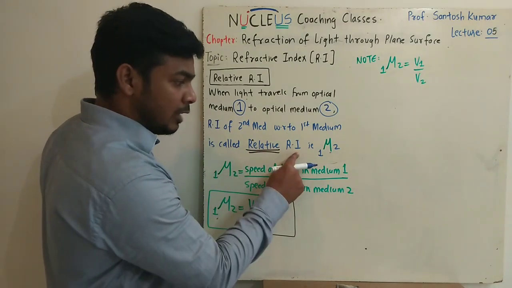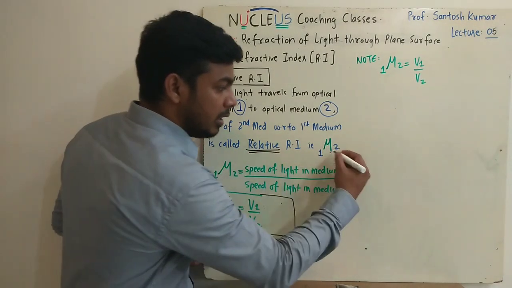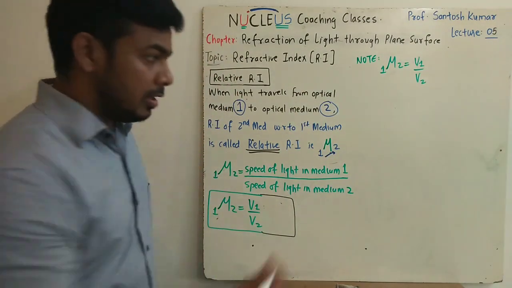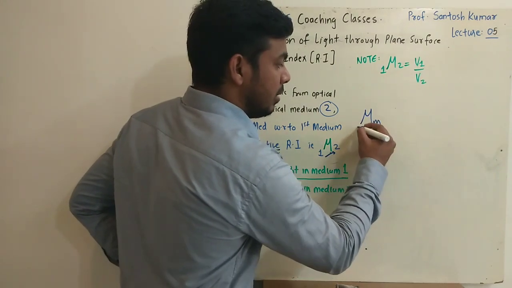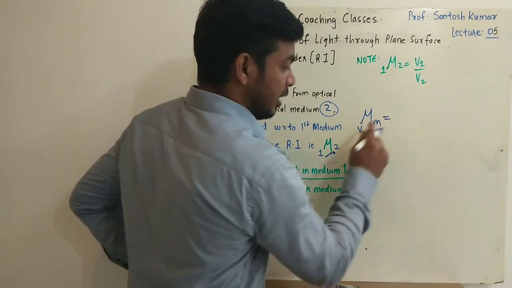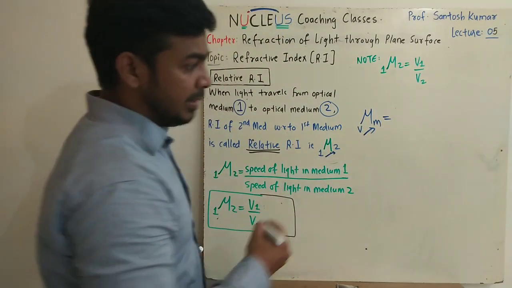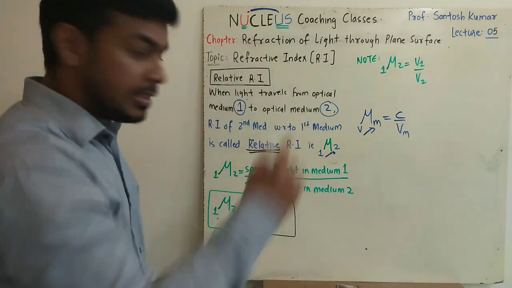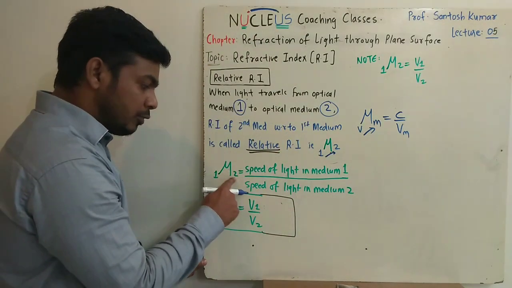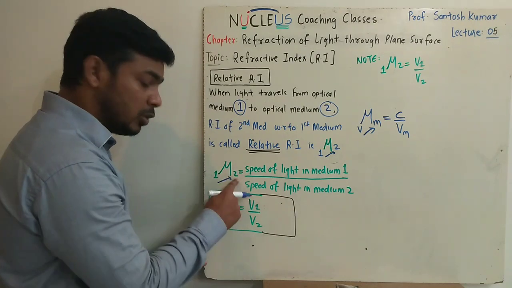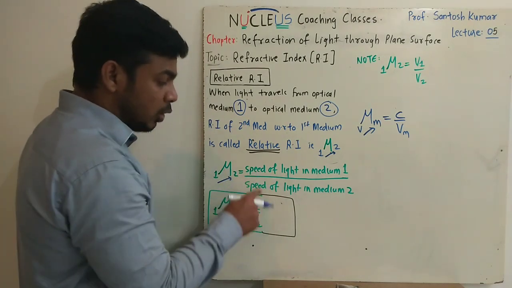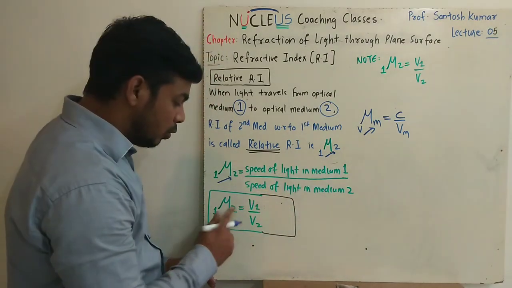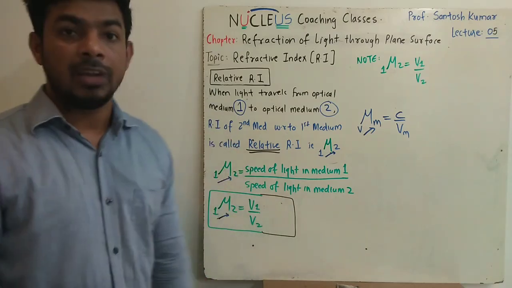So relative refractive index can be given by mu 2 of 1, where this indicates light traveling from optical medium 1 to optical medium 2. We studied that the refractive index of a medium with respect to vacuum was given by the speed of light in vacuum to the speed of light in the medium, since light was traveling from vacuum to a medium. In the same way we can take the refractive index of 2 with respect to 1. Light is traveling from 1 to 2. So I will take the ratio of the speed of light in medium 1 to the speed of light in medium 2. So the value of mu 2 of 1 will be V1 by V2.